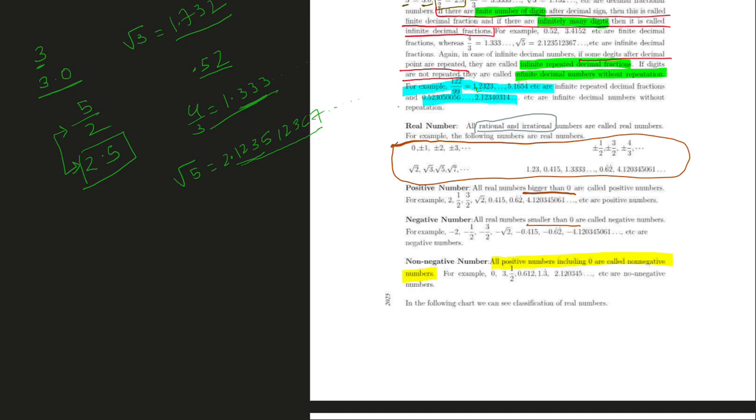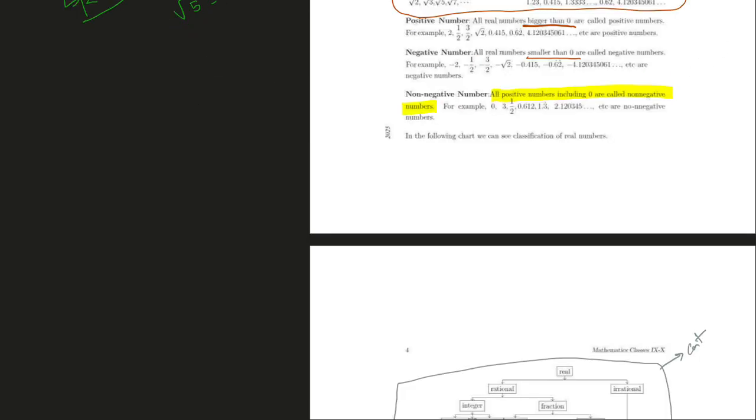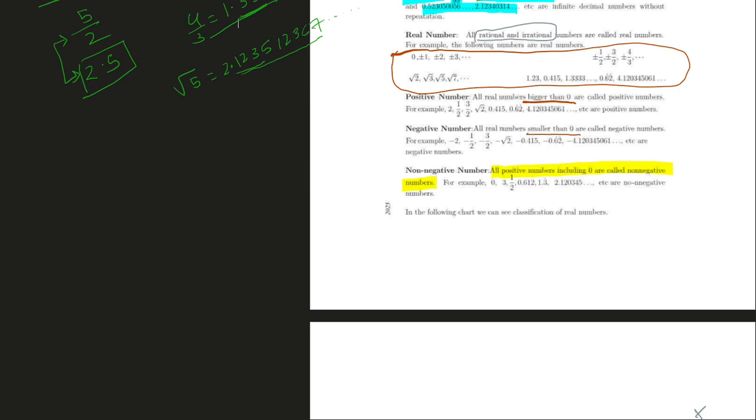So here are some other examples. You can see 122 divided by 99. This repeats, and there are some other examples here. So that's for the decimal fractional numbers. Now, what are the real numbers? All rational and irrational numbers are called real numbers.